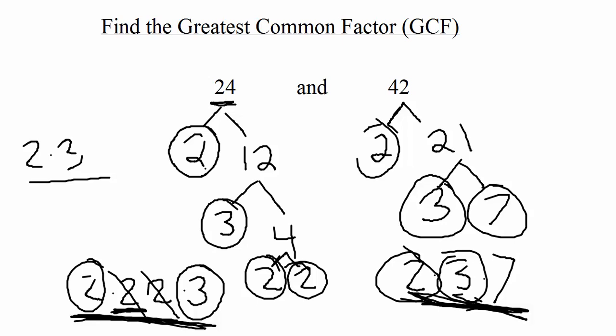And I've run out of numbers. Over here I have this 7, but that doesn't match up with anything over here. So a 2 and a 3 were the only factors I had in common. And when I multiply 2 times 3 together, I get a 6. That means that 6 is our greatest common factor. 6 is the biggest number that goes into 24 and that also goes into 42.